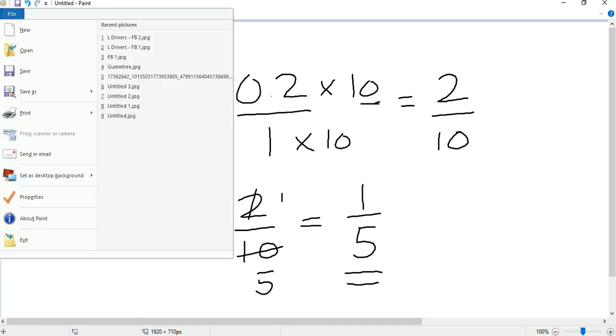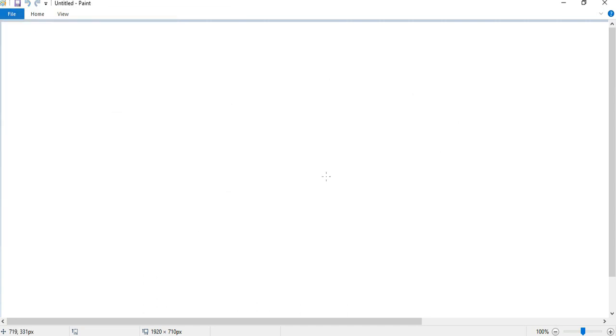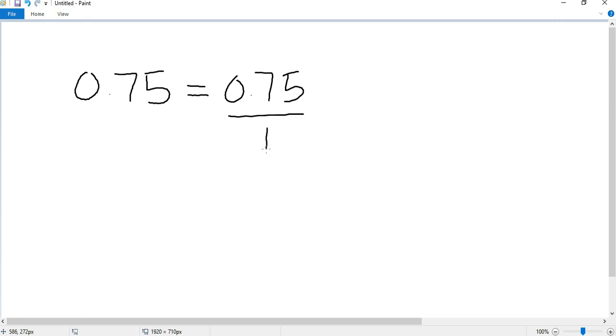We'll try another example. Okay, so say for example we had the number 0.75. How do we convert this? So firstly we'll write it as a fraction which is over 1. Now what do we multiply 0.75 with? Is it 10 or 100? It will be 100. Why?